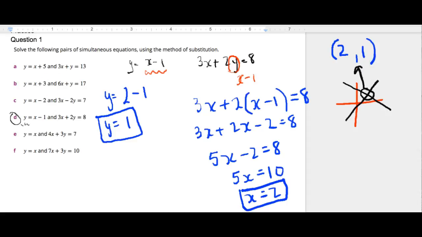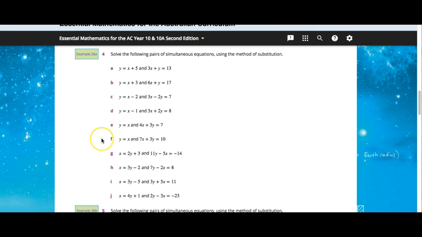I'm just going to pause it for a minute to get your textbook up. All right, so in question 4 in your textbook, you can see you've got a bunch of equations where it's y equals, and then towards the end here, we have x equals. So these ones here are all x equals. You do the substitution exactly the same way.